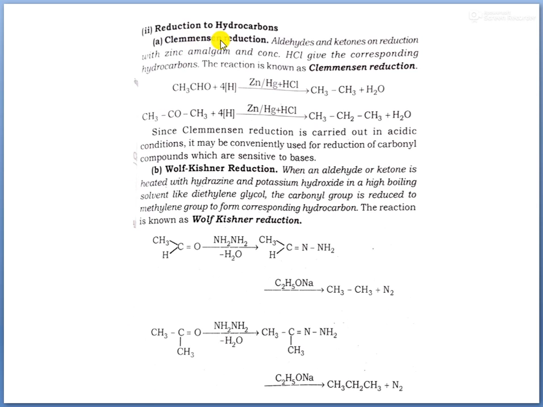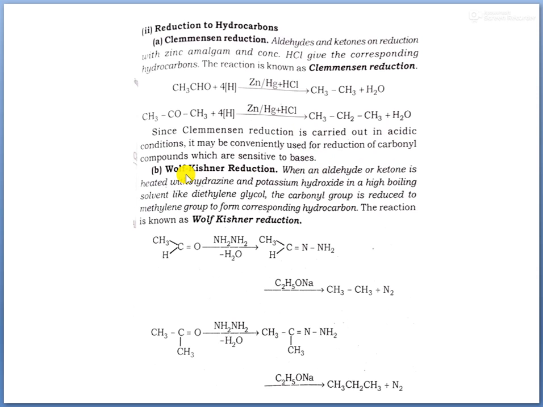Clemmensen reduction. In this, an aldehyde or ketone on reduction with zinc amalgam and concentrated HCl gives the corresponding hydrocarbon. So Clemmensen reduction is used for the reduction of an aldehyde or a ketone to its corresponding hydrocarbon, and we use zinc amalgam and HCl for this reaction. Since Clemmensen reduction is carried out in acidic conditions, it may be conveniently used for the reduction of carbonyl compounds which are sensitive to bases.